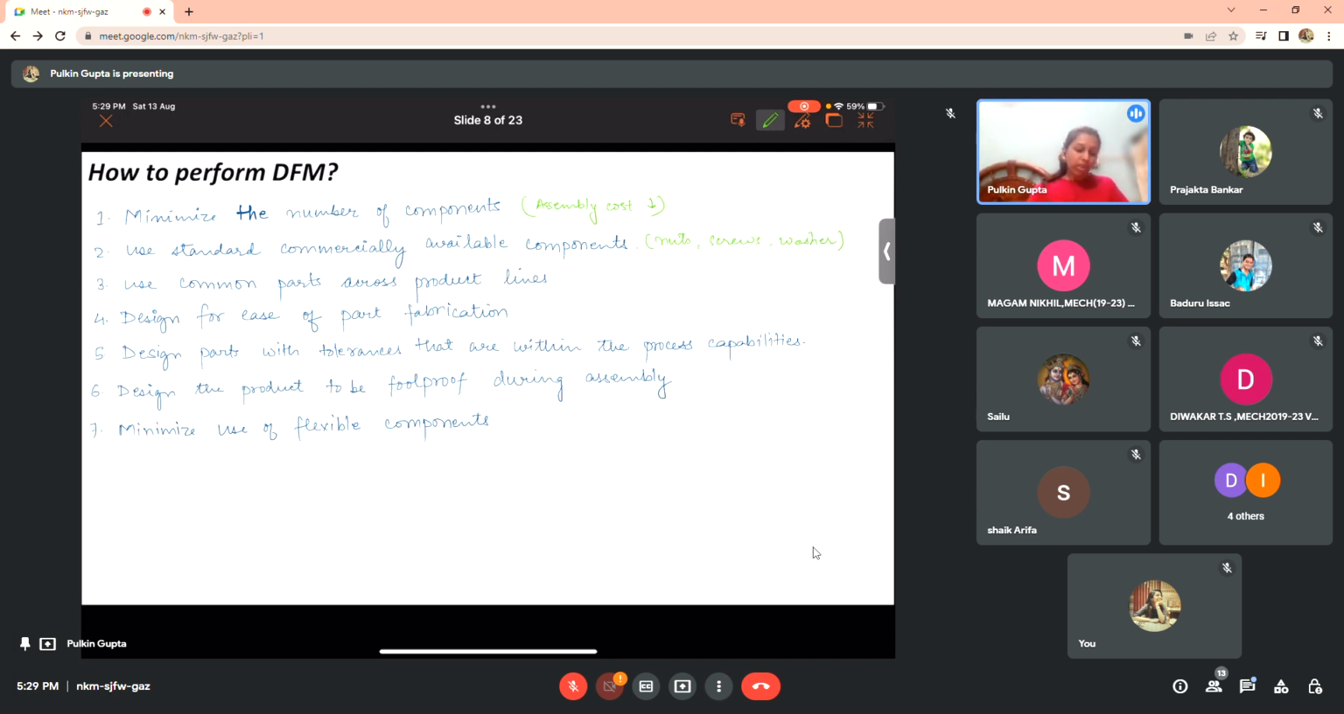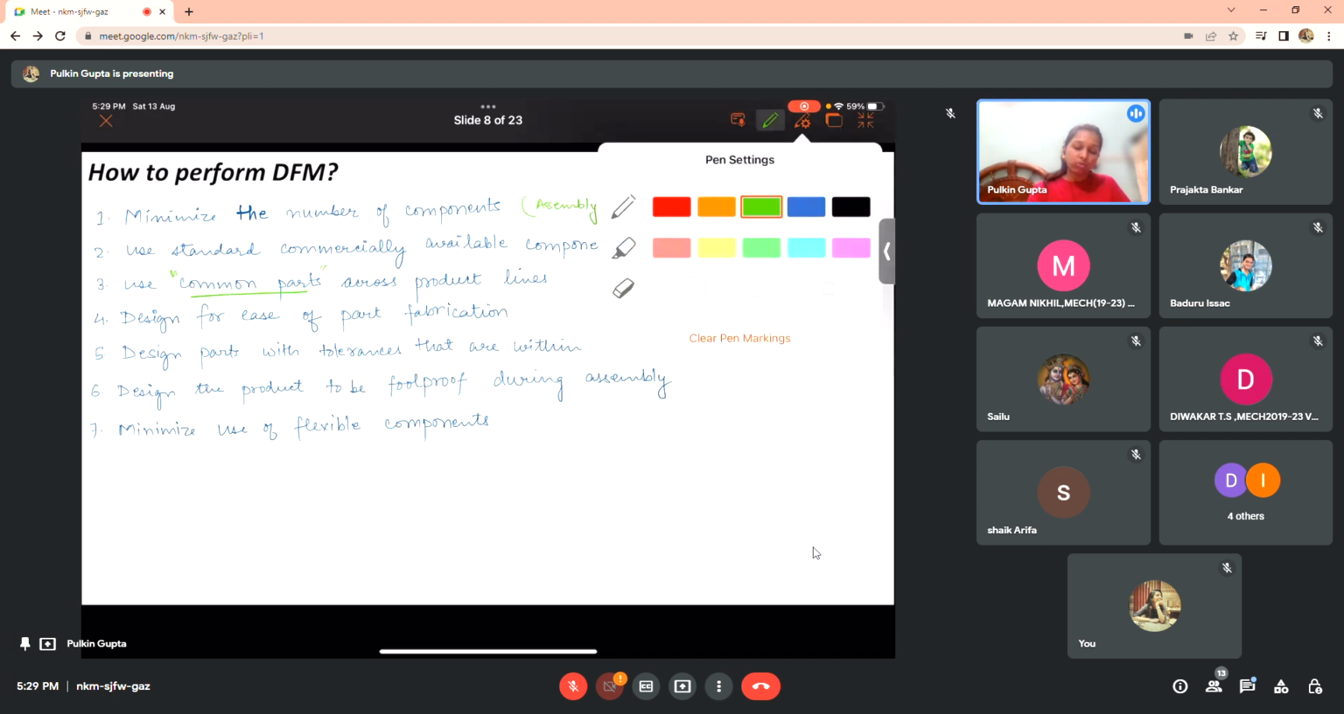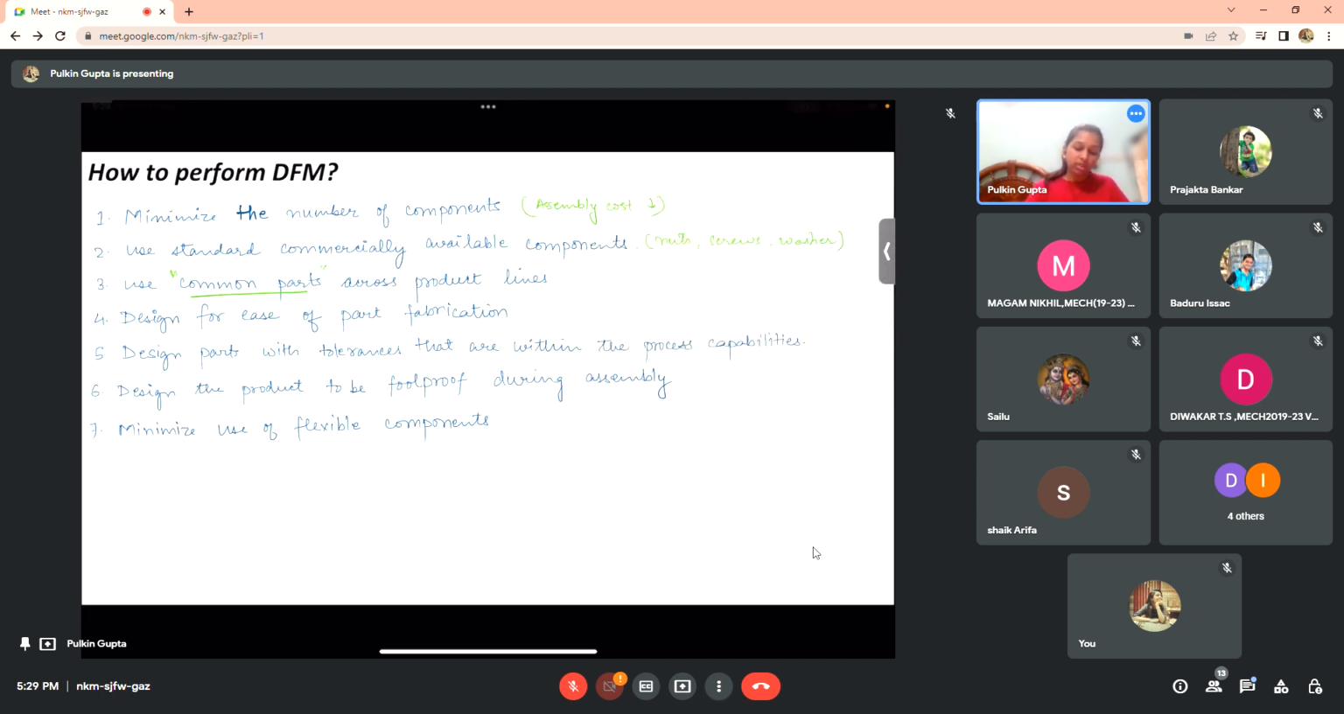Use common parts across product lines. Suppose during the manufacture of automobiles, you have different cars and you want to have tires for them. You can use tires of the same diameter in all of them. It won't affect the functionality much. So this is what the use of common parts across product lines is.